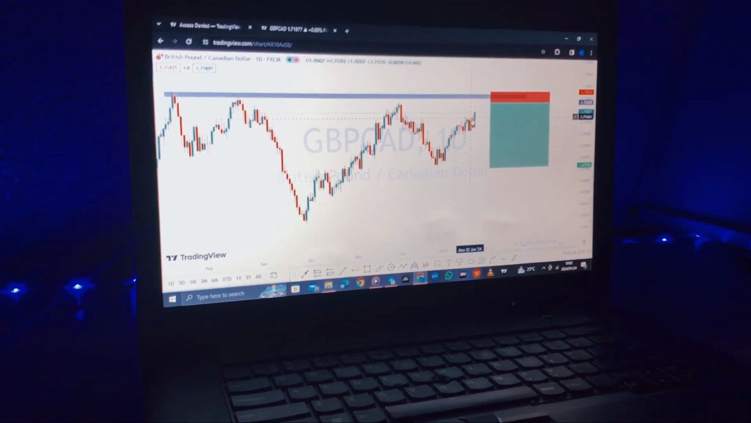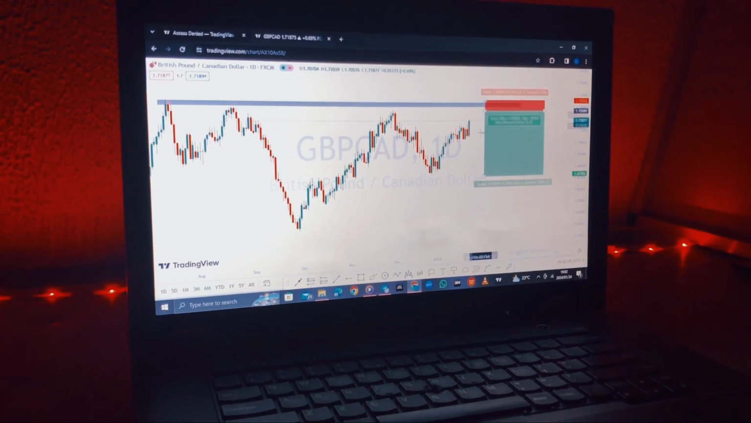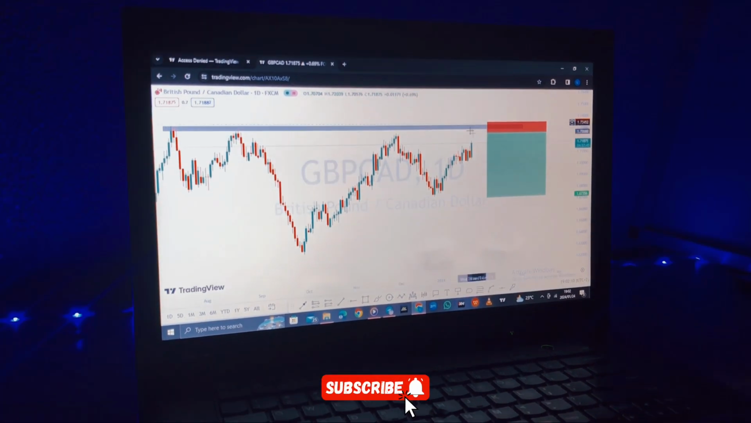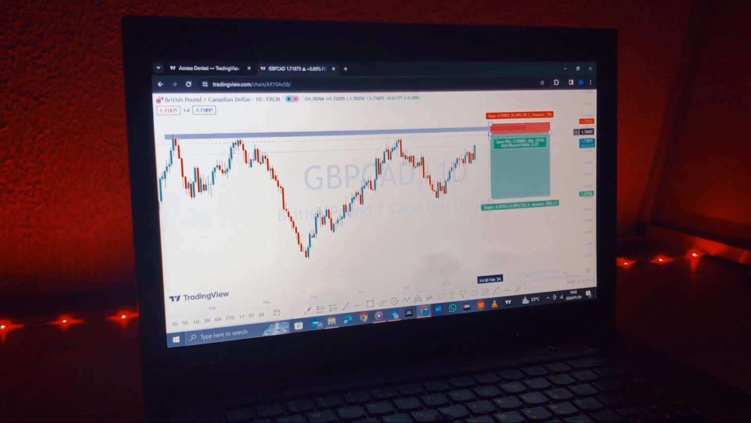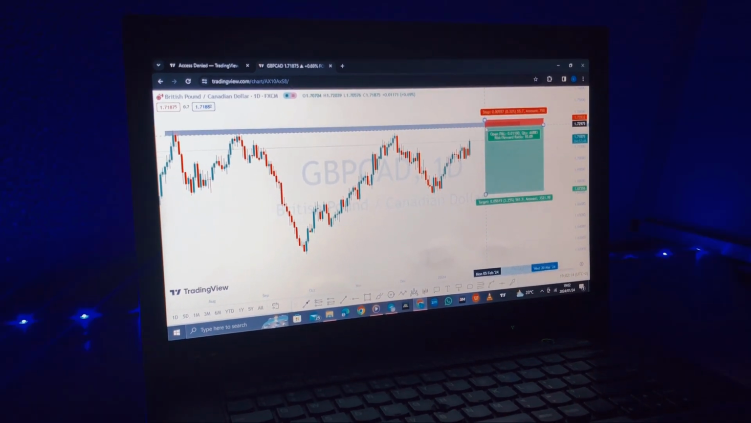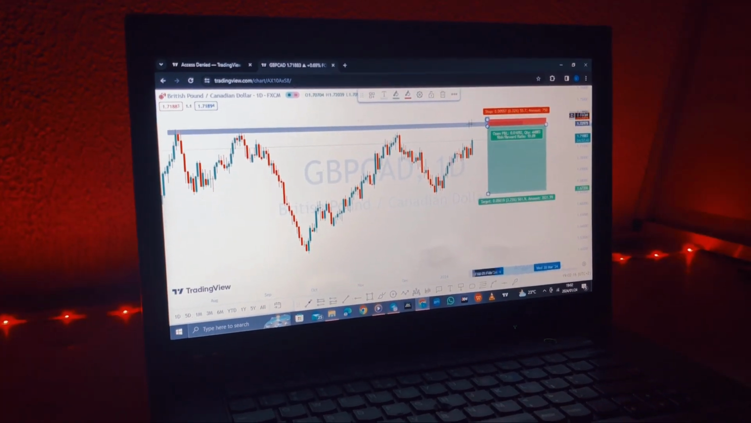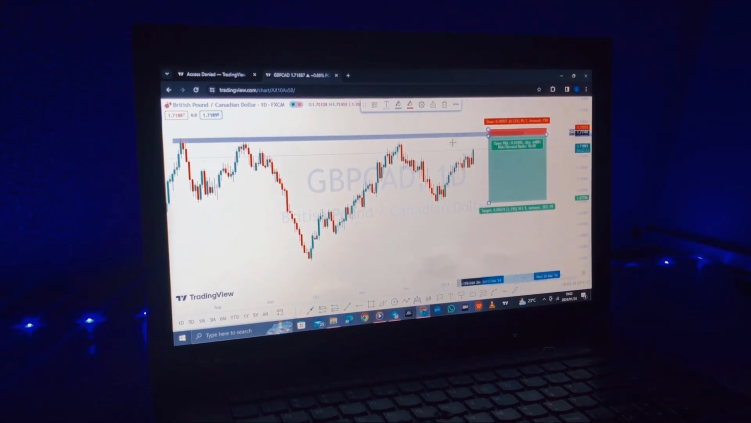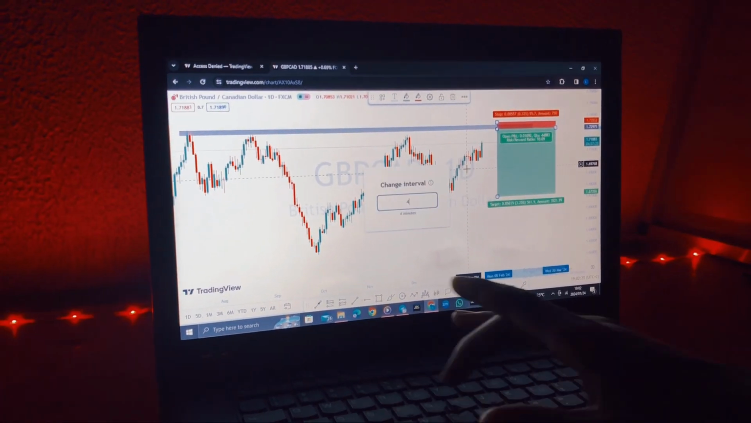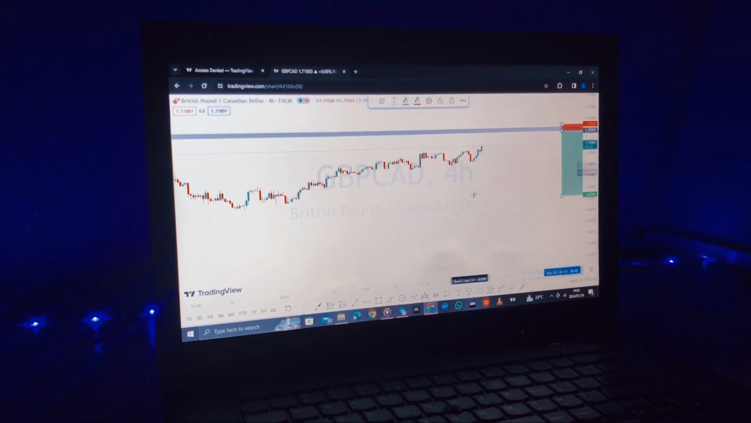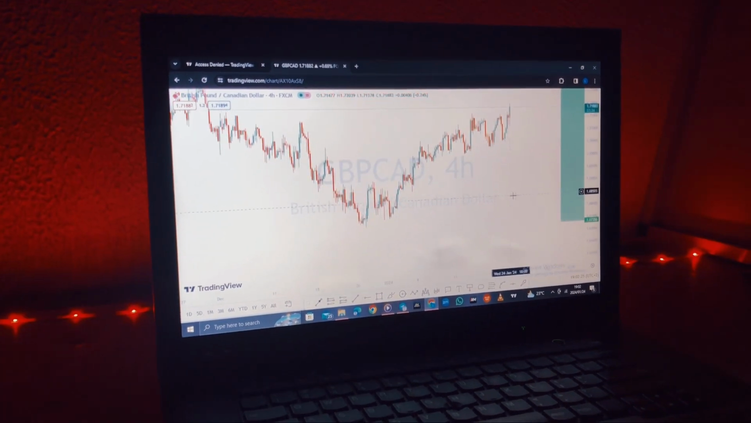So obviously, guys, from the daily time frame, I'm looking for the market to move to this resistance level and respect this level and give me some sort of reversal signs, and that's when I'll actually take those sells. But then let me jump onto the 4-hour time frame and see what's happening.